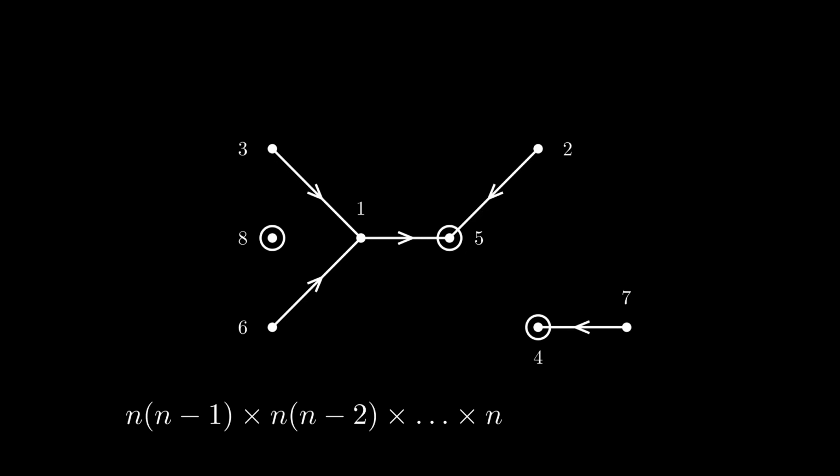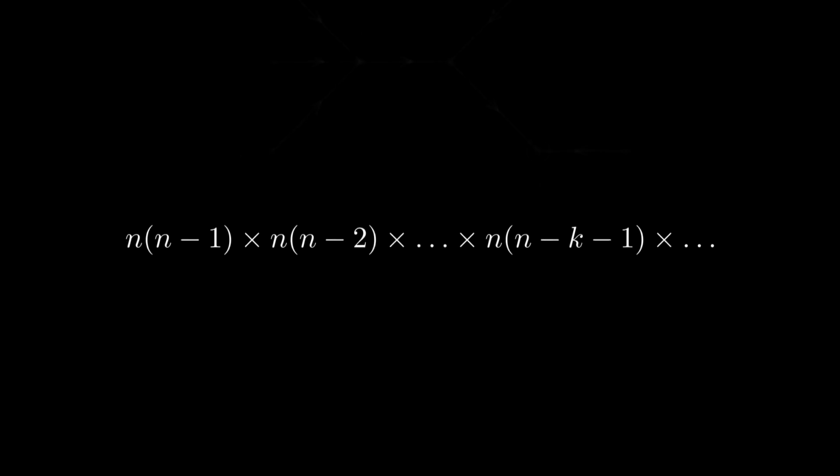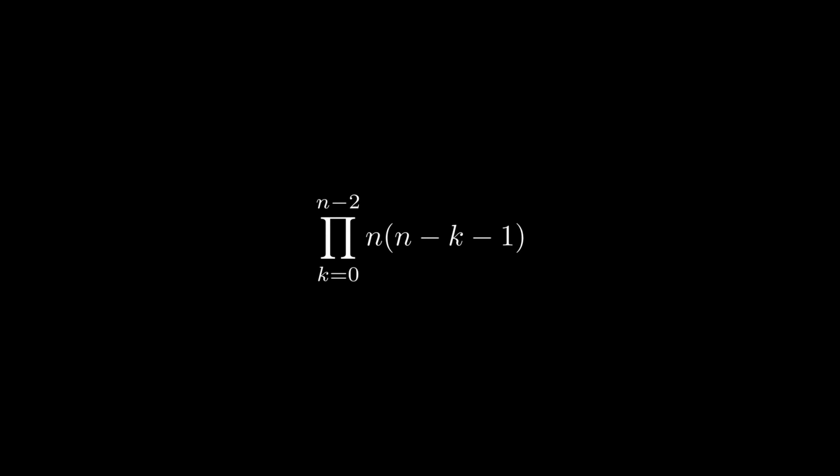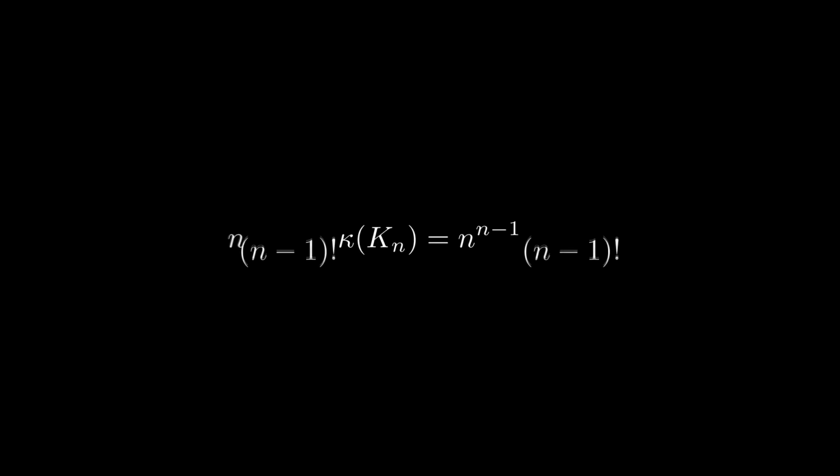As only the root of the component can have an out-degree of 0, and there are n-k components, we only have n-k-1 options for the tail. Consequently, there are n times n-k-1 ways to pick the k-th edge. After repeating this process n-2 times for every edge, we obtain the following formula and simplify it. And in the end, we solve for κ(Kn).